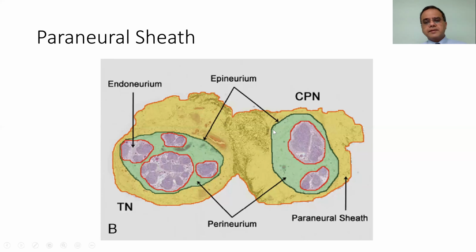So in the sciatic nerve, there is another sheath which surrounds it, and this sheath is made up of loosely arranged connective tissues, and it's called the paraneural sheath. And this paraneural sheath envelops the sciatic nerve.